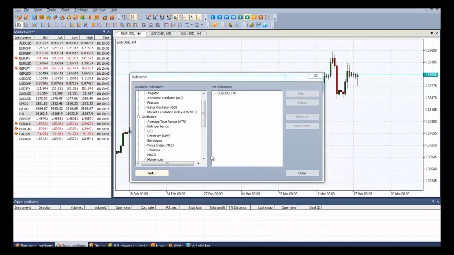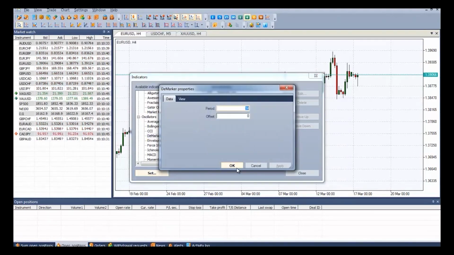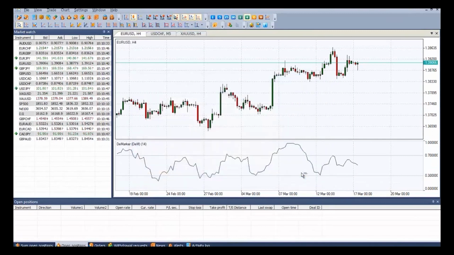Following the CCI, we have the DeMarker indicator. Select it, click Set, OK, and there it appears. This indicator was introduced by Tom DeMarker as a tool to identify emerging buying and selling opportunities. It demonstrates the price depletion phases, which usually correspond with the price highs and bottoms. The DeMarker indicator proved to be efficient at identifying trend breakdowns as well as spotting intraday entry and exit points.